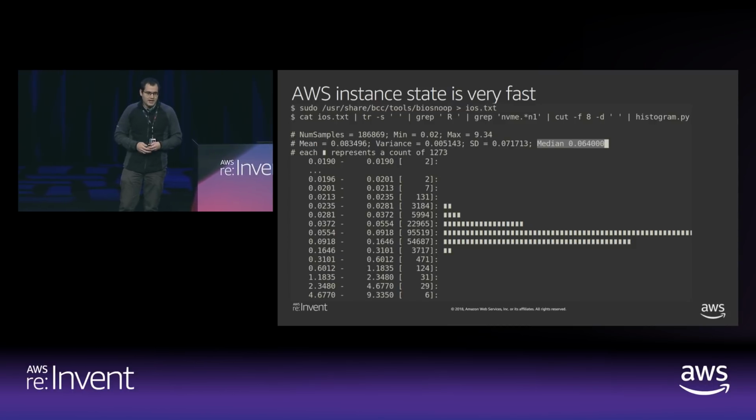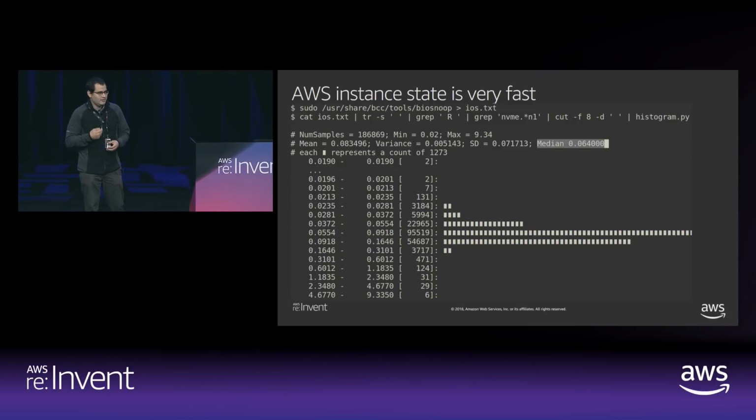You can see here that I'm running a tool called BioSnoop, which allows you to inspect every single IO against the drive and see how fast it is. It's a great tool. I use it all the time. And one thing that's amazing here is that Amazon i3, an i3 4xlarge, is achieving a median IO latency of 64 microseconds. That's insanely fast.